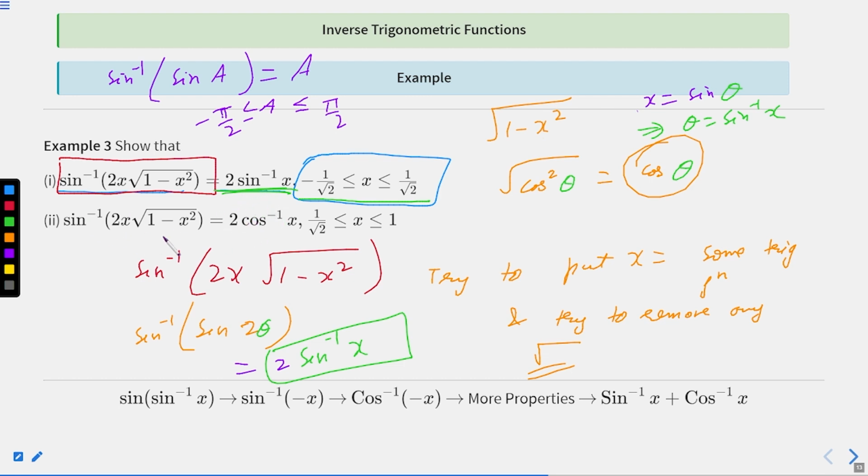Now in the second part, if you put x equal to cos theta, then you will get this. I hope that you will do it by yourself.